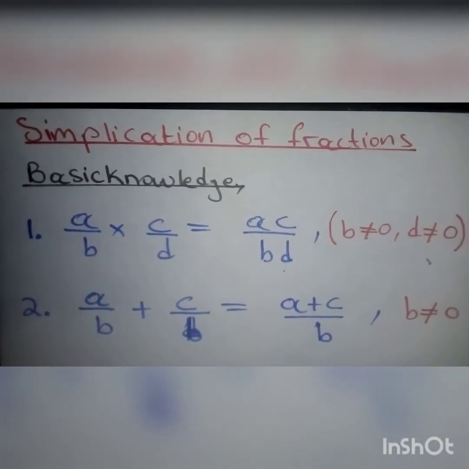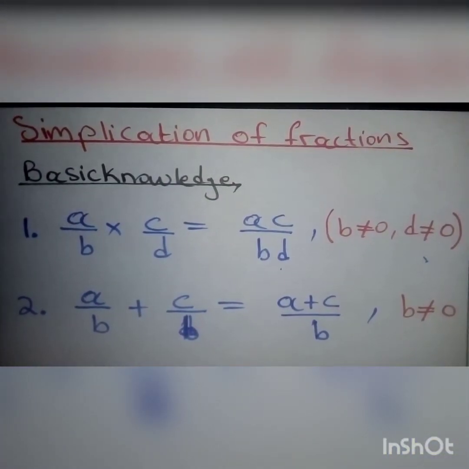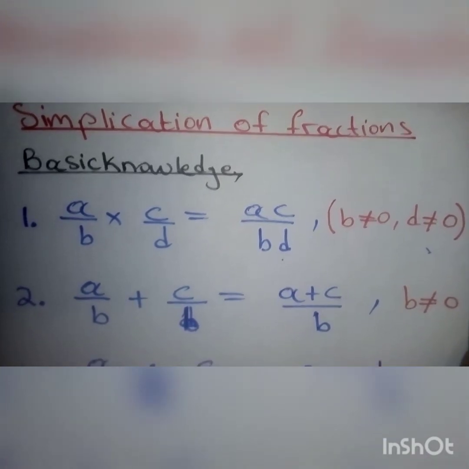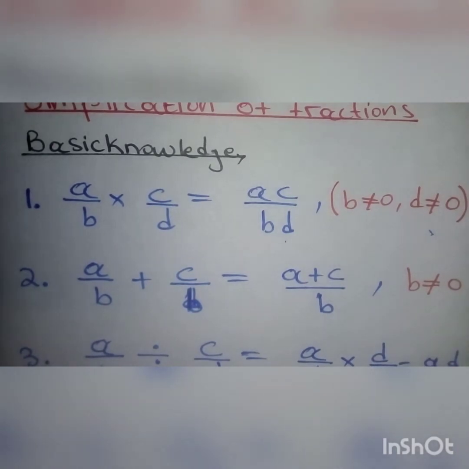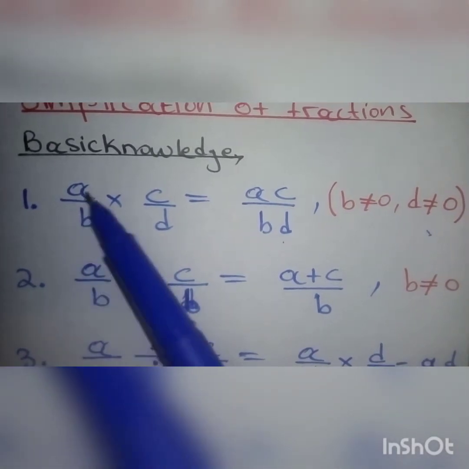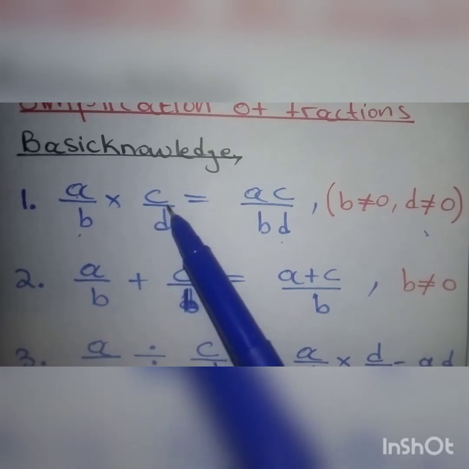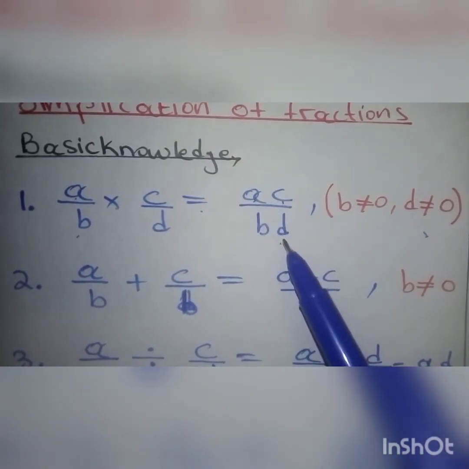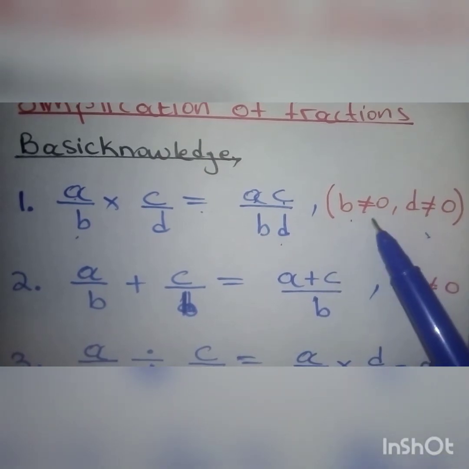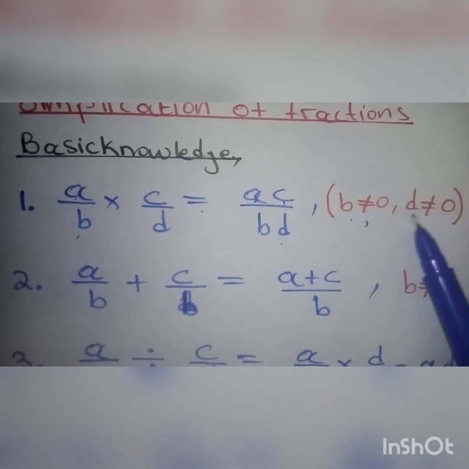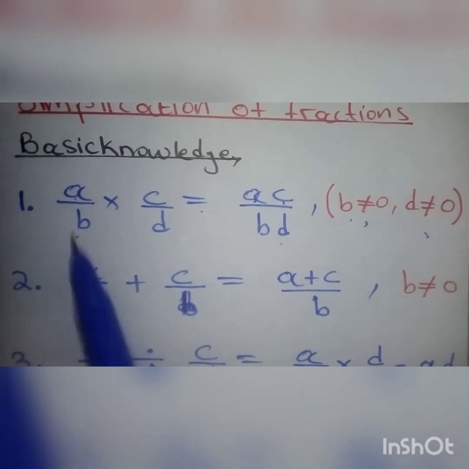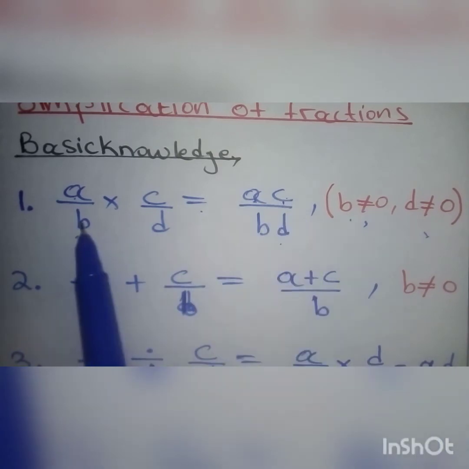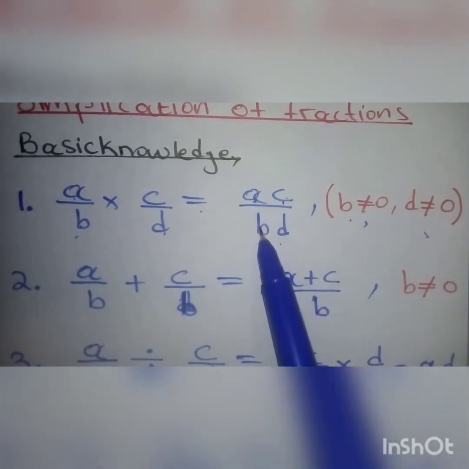Hello, in today's video we are going to deal with simplification of fractions. Basic knowledge. Number 1. Multiplication of fractions. If we have fraction a over b multiplied by c over d, this is equals to ac over bd, provided that b is not equals to 0 and d is not equals to 0. How? a multiplied by c gives us ac, b multiplied by d gives us bd.